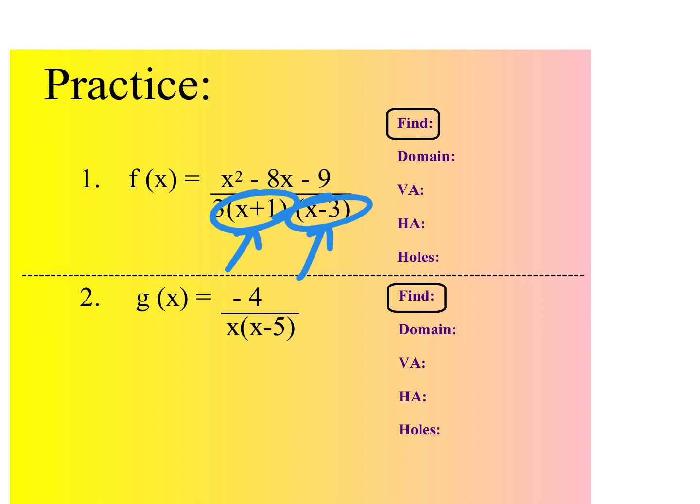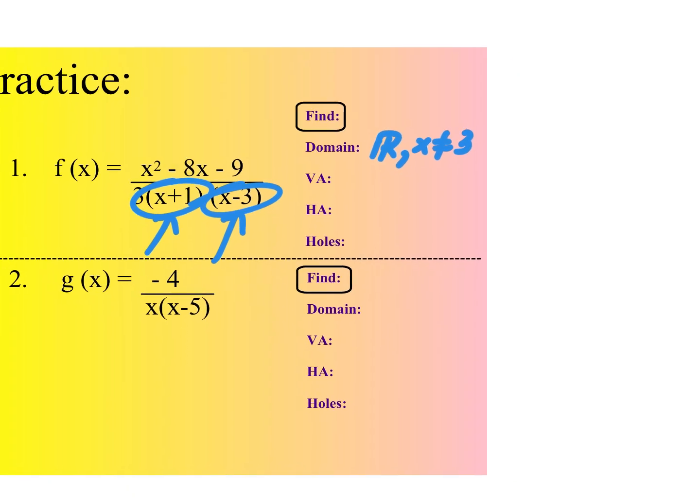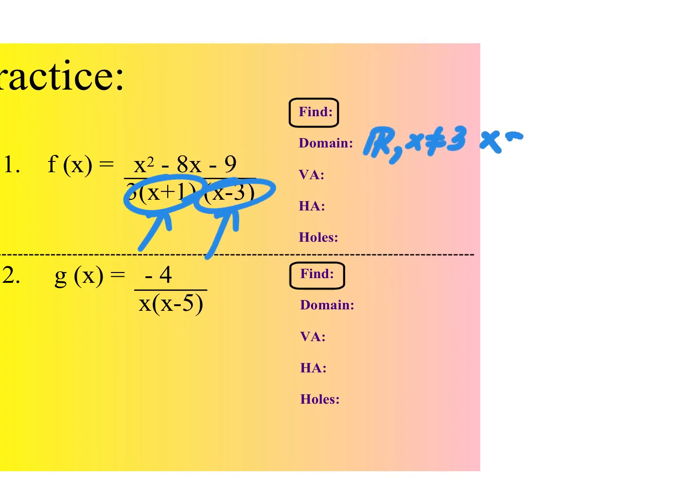So the domain here would be all reals, and I'm going to accept this shorthand for this. All reals except x cannot be 3, and what's the other thing x cannot be on this one? Now, what's another way you could write that?